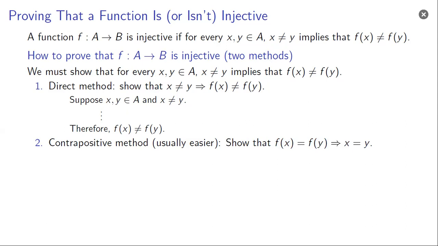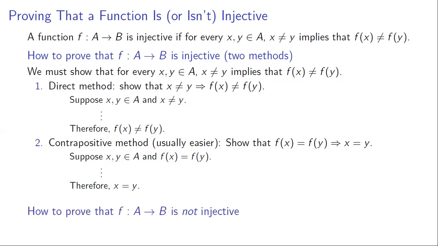Okay, so how do we prove this contrapositive? Well, straightforward. We suppose that x and y are elements of A, and f of x is equal to f of y. Then we do some steps, and then we end by saying, therefore, x is equal to y. So thereby, we are proving that if f of x is equal to f of y, then x is equal to y.